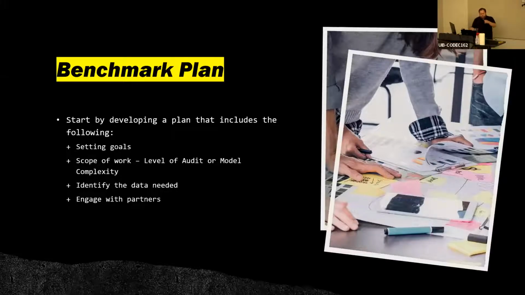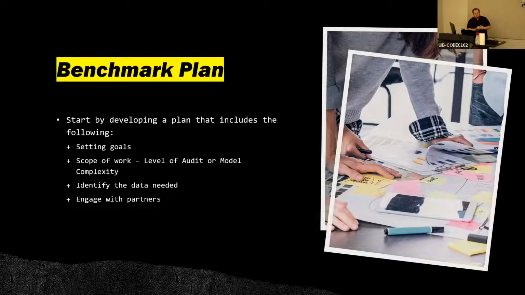Starting with the plan, start with a plan that includes the following: setting goals. What type of benchmark are you trying to pursue? Is there a performance percentage baseline? Are you just trying to figure out where you exist in the ballpark and where you need to go? Determine the scope of work. So it's a level 1, 2, or 3, and that determines the detail of the analysis, how much data you're willing to collect. Identify the data needed. This varies site to site depending on the building you're using.